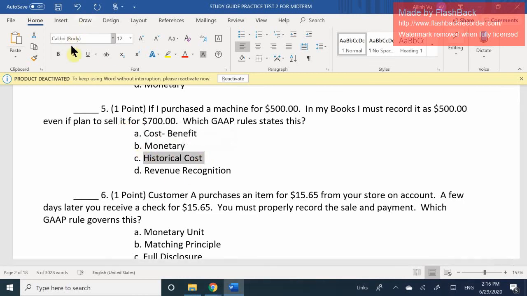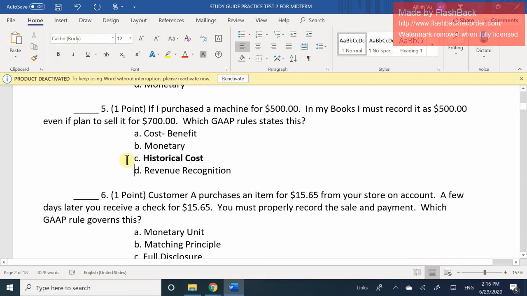C is correct. Remember, if you originally bought it for $500, even if you plan to sell it for $700, you still need to record it at what price? At historical cost, exactly. Let's say the question was given this way: you purchased the asset for $500. A year later, you sold it for $700.